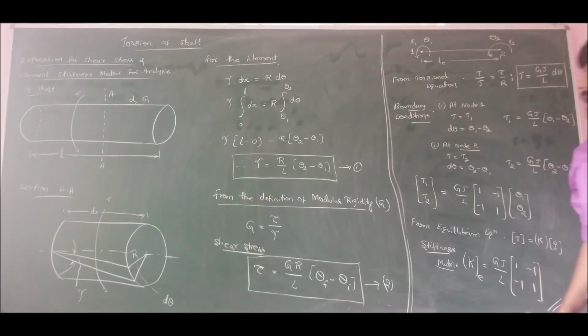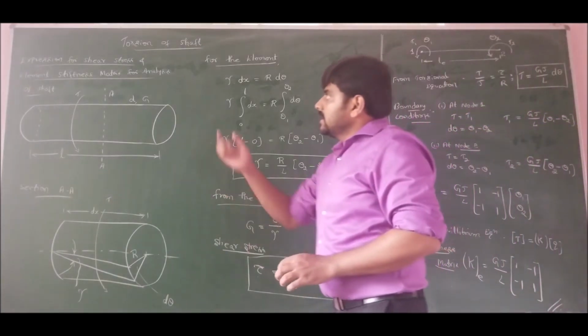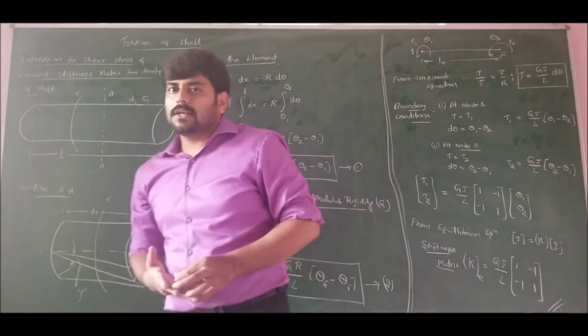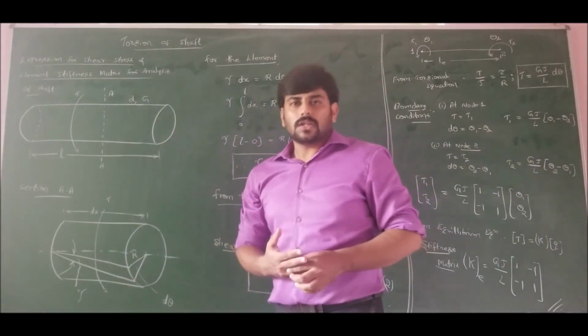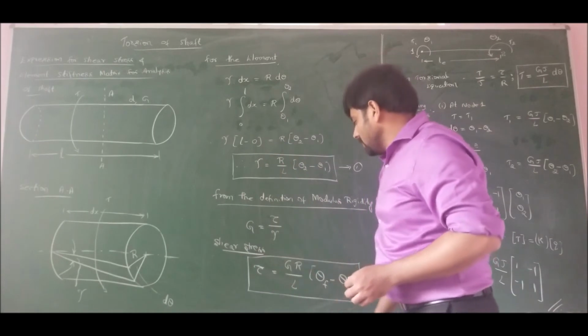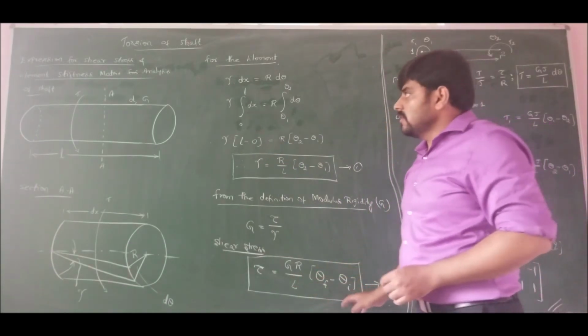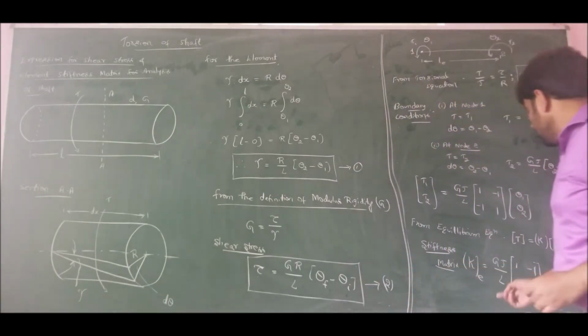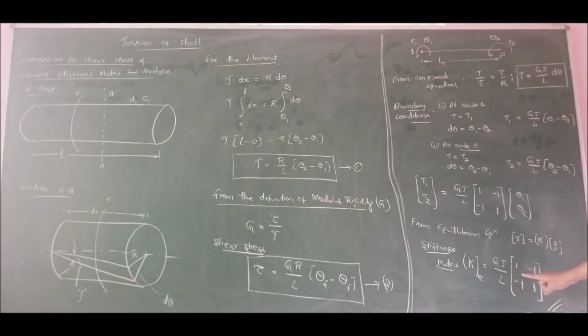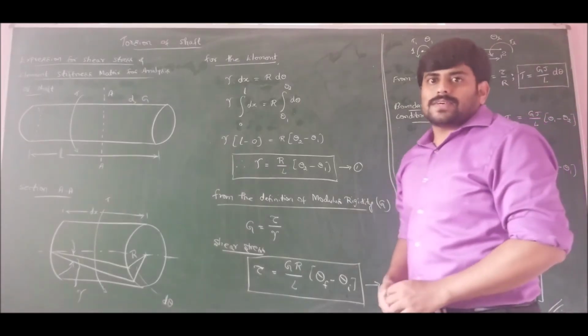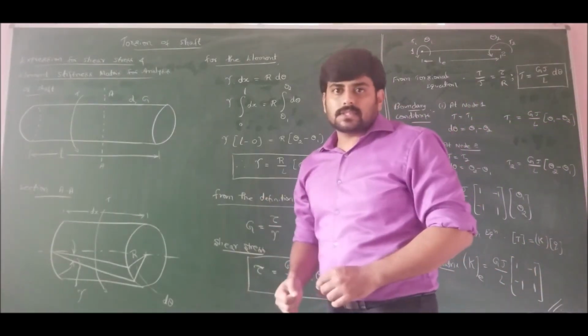This completes our discussion on derivation for expression for shear stress and stiffness matrix for analysis of torsion of shaft. The shear stress is given by G r by L times theta final node minus theta initial node, whereas the stiffness matrix is given by G J by L [1 -1; -1 1]. Let us move on to solve our first problem on torsion of shafts.